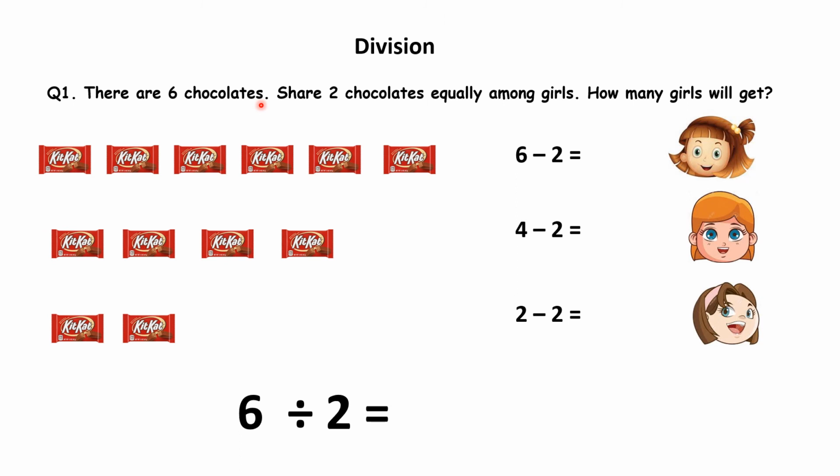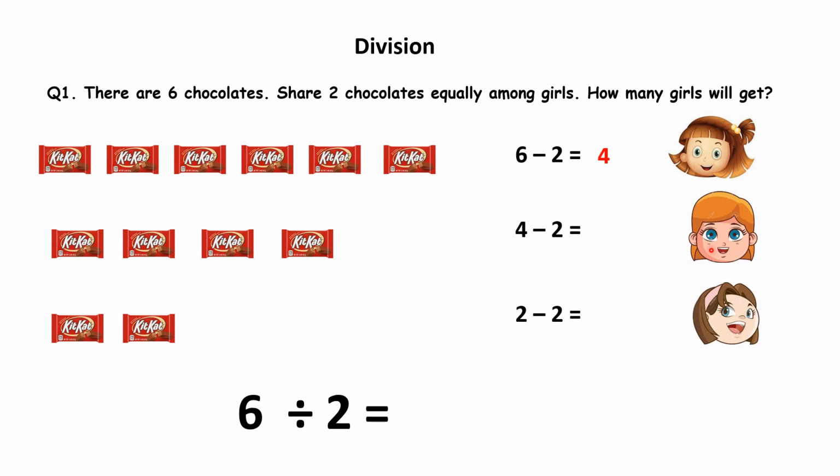Students, now open maths notebook, draw a margin line, write date and day. You will write one question in the notebook. There are 6 chocolates. Share 2 chocolates equally among girls. How many girls will get chocolates? You have 6 chocolates. You are sharing 2 chocolates with each girl. First you will subtract 2 from number 6. How many do you have now? Yes, number 4.